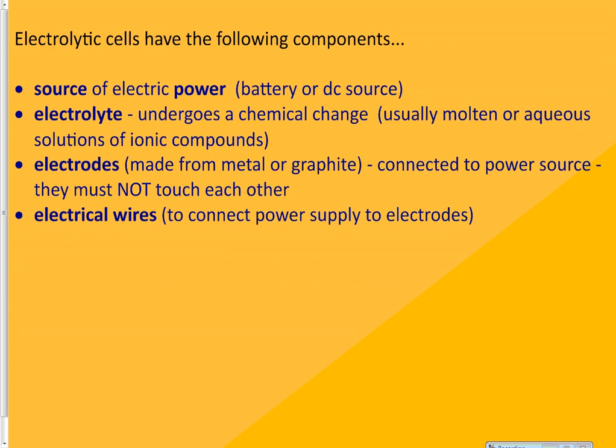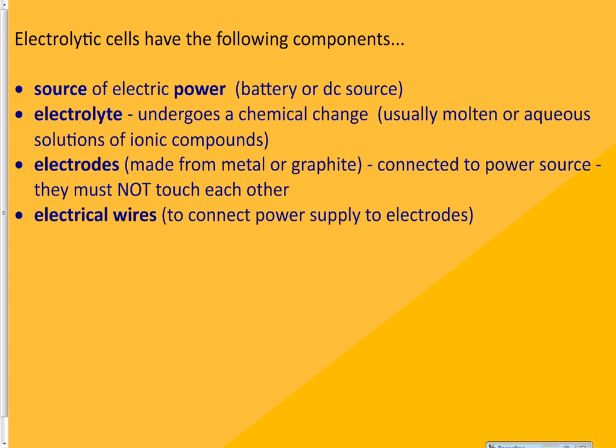Now, an electrolytic cell has some different parts than the voltaic cells would have. So first of all, an electrolytic cell has to have a source of electric power. You need something to get what naturally would not happen to happen. You need an electrolyte, and that will undergo some kind of a chemical change when you're doing this process. Usually we use a molten salt or an aqueous solution of an ionic compound, and we're going to talk about those a little bit more in the next few days.